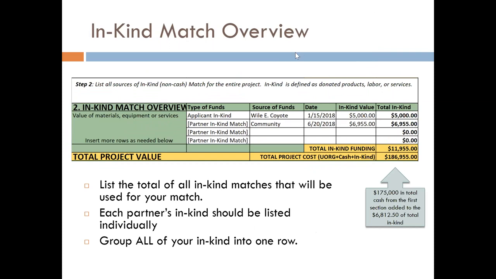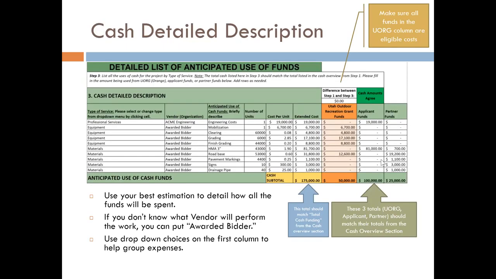Now we'll do the same for our in-kind match overview. Here we'll list all sources of in-kind match for the entire project. Here we have type of funds, we have applicant in-kind and partner in-kind, our sources of funds, our dates, and then our values. We add up the values to bring us to our total of in-kind funding. Here, $11,955. Add that to the cash overview section total, and we have our total project cost of $186,955.